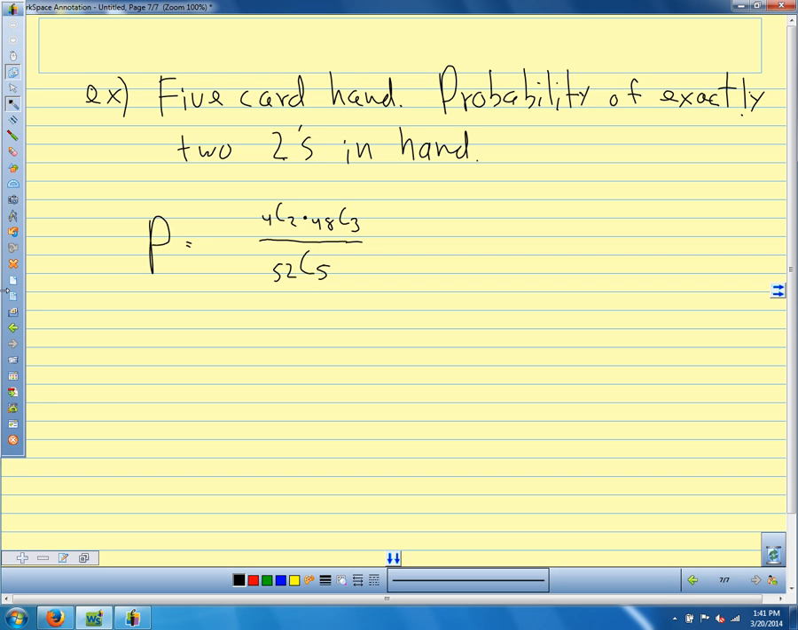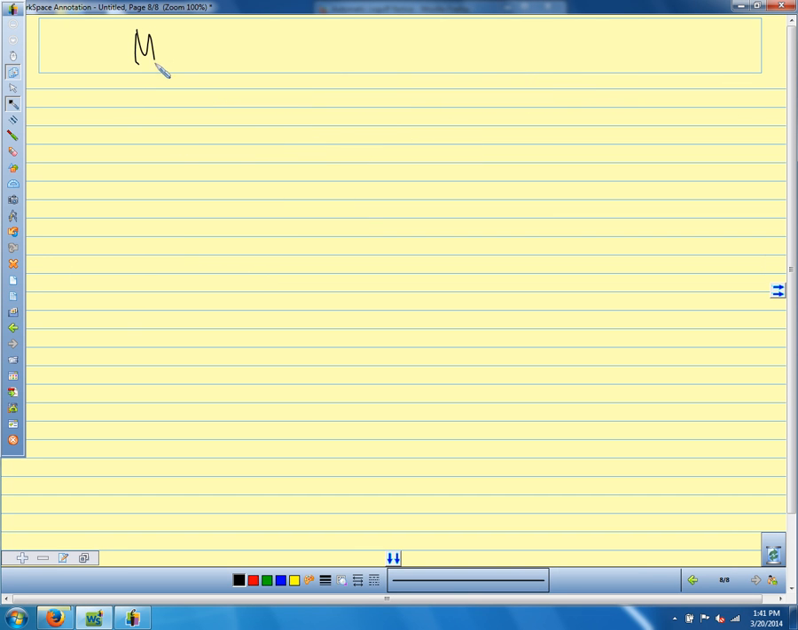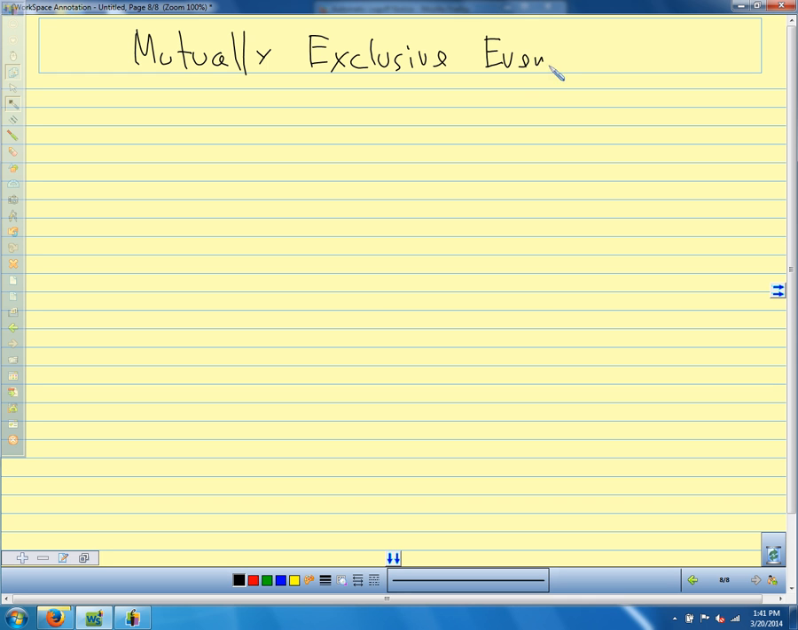So now we want to talk about how we combine different kinds of probabilities. So we've been talking about one event. We have a 5-card hand. We roll a pair of die. So we have one event. We want to talk about how we combine probabilities from multiple events. First kind is called mutually exclusive. Mutually exclusive events means that the events cannot happen together.